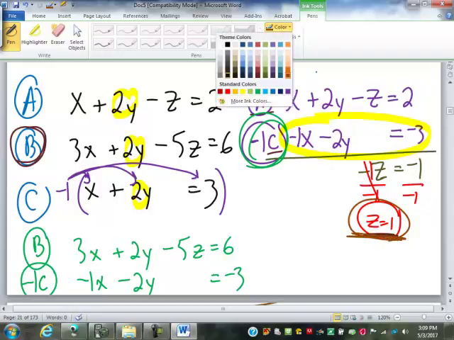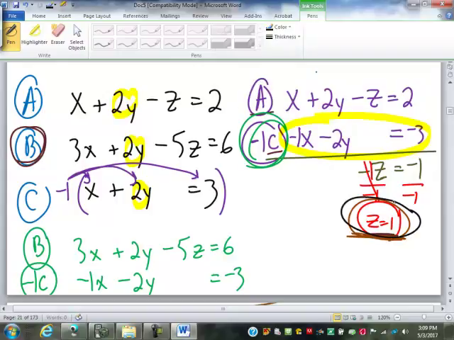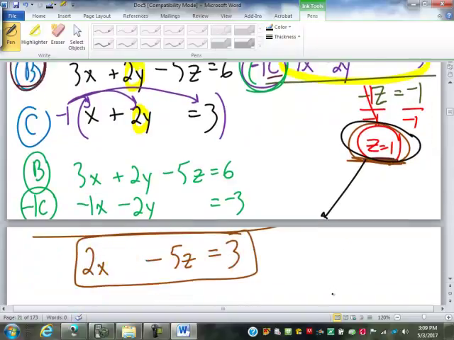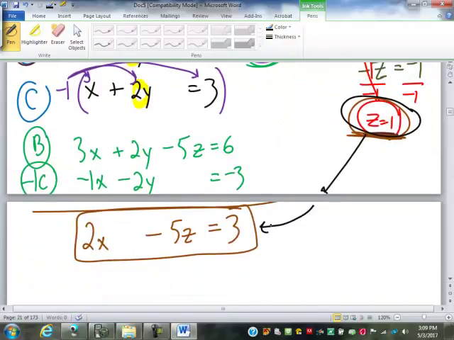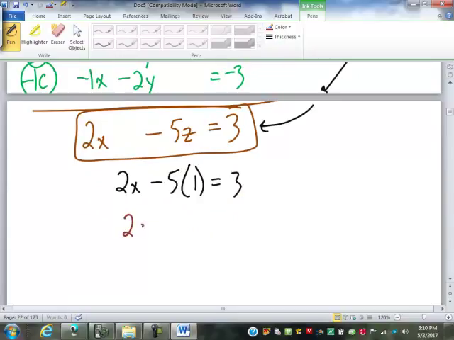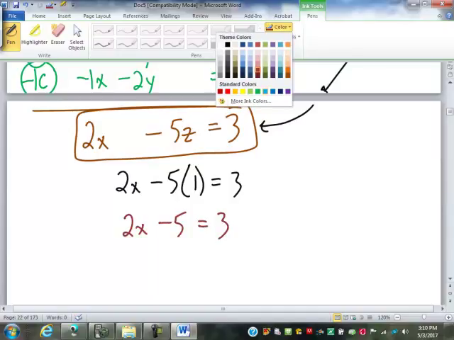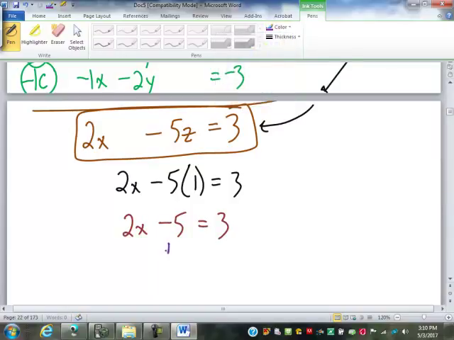So now we can go ahead and go back through using the z equals 1. We can go to this equation here, put 1 in for z, so 2x minus 5z becomes 5 times 1. Five times 1 is 5, so it's minus 5. Now what do we do? Add 5 to get rid of the minus 5.